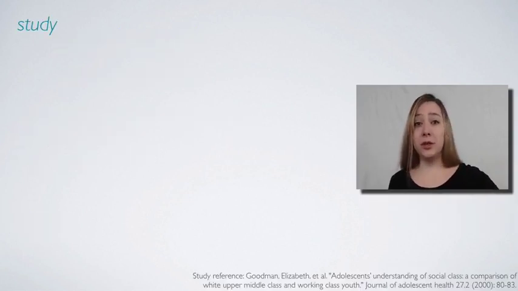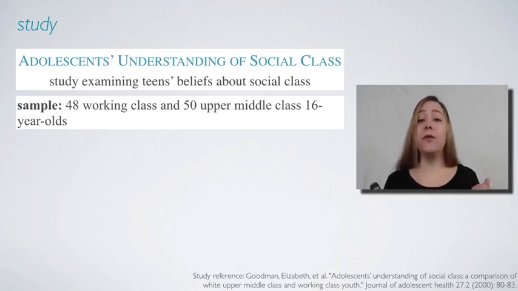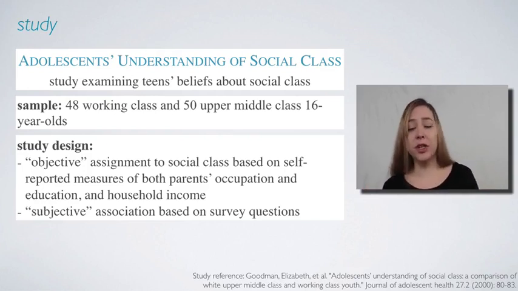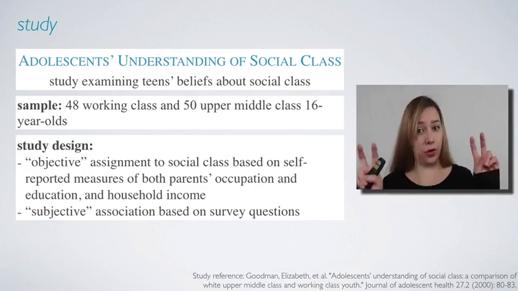Let's first introduce the data set that we'll be working on. The study titled Adolescents' Understanding of Social Class is a study examining teens' beliefs about social class. In this study, the sample consists of 48 working class and 50 upper middle class 16-year-olds. Students were first categorized into their social class objectively based on their self-reported measures of parents' occupation, education, and household income. This is the social class that we're taking to be the truth.